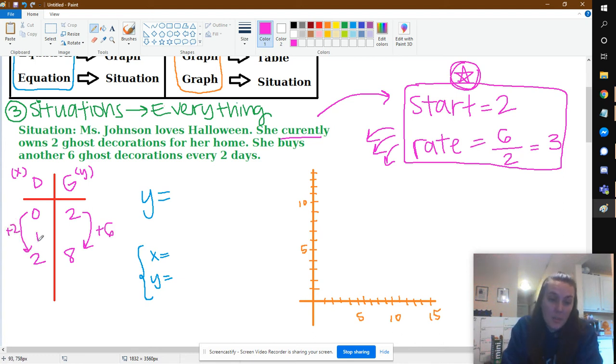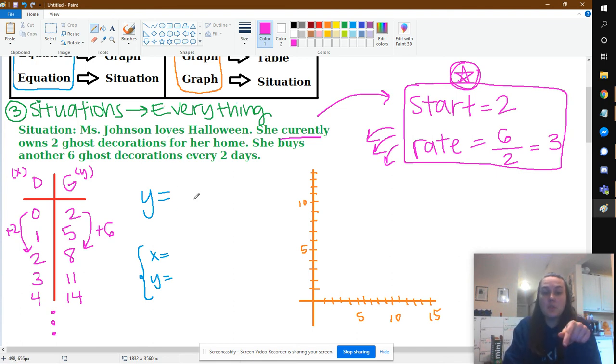If I wanted to know what just happened on one day, I would just add half the number of ghosts. I only add 3, so it would become 5, right? 2 days, I add 6. But on one day, I just add 3. And then I could keep going. I could add 6 to here, I could add 3 to these and go on forever.